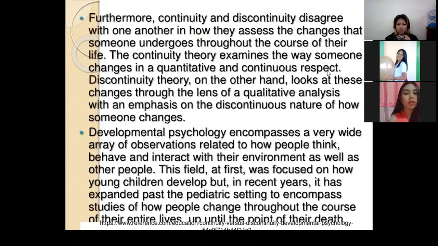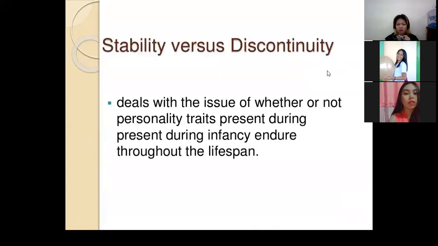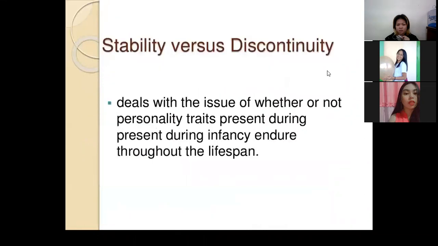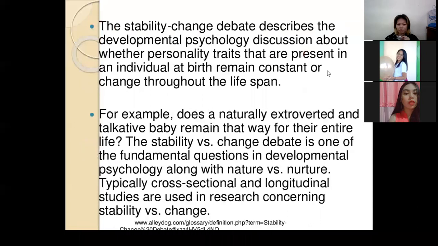And then we have here stability versus change. So stability versus change describes the developmental psychology discussion about whether personality traits that are present in an individual at birth remain constant or change throughout the lifespan. The example given is: does a naturally extroverted and talkative baby remain that way for their entire life?